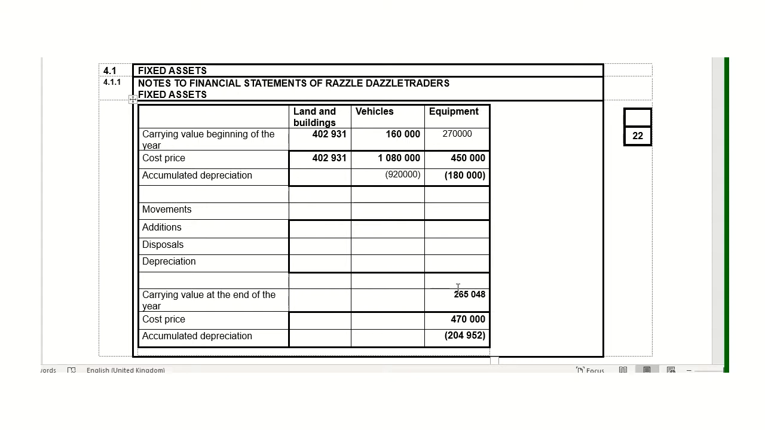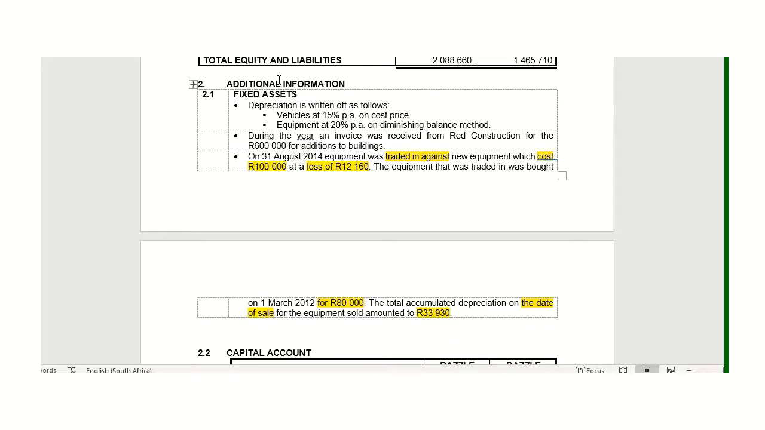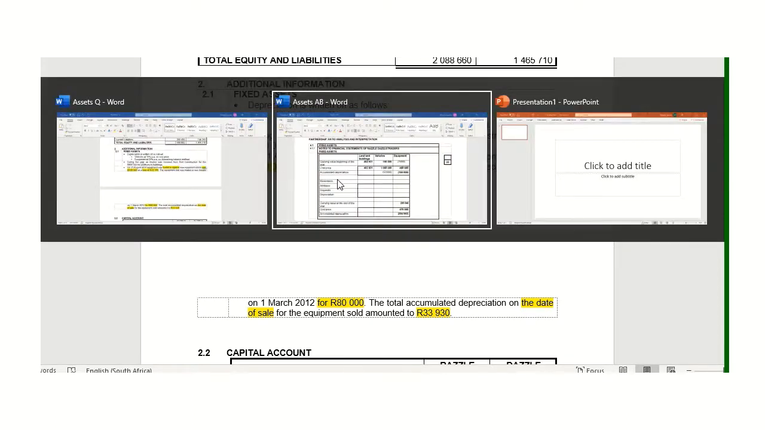So let's go back to the question and first of all see what information they give me for land and buildings. Now the second bullet tells me during the year an invoice was received from Red Construction for 600,000 for additions to the building. Be careful, as long as it's additions, it is still a new building. Renovation or painting or anything like that has got nothing to do with a new building. That would just be maintenance or repairs. But this is addition, so it's new buildings, 600,000. So I must put it in under additions.